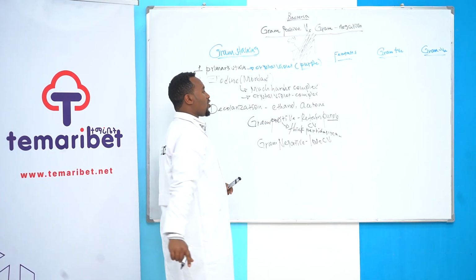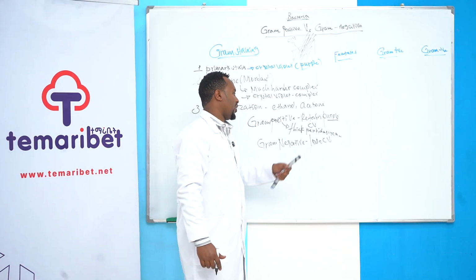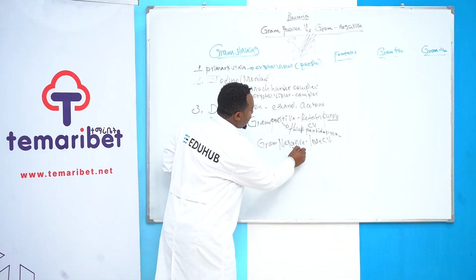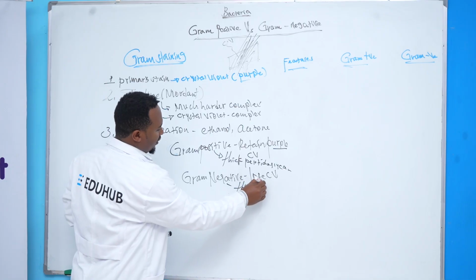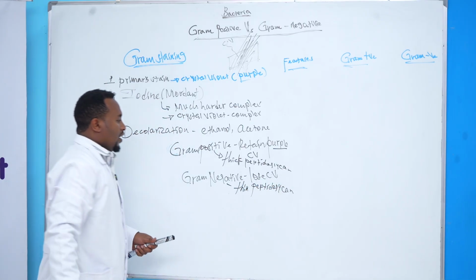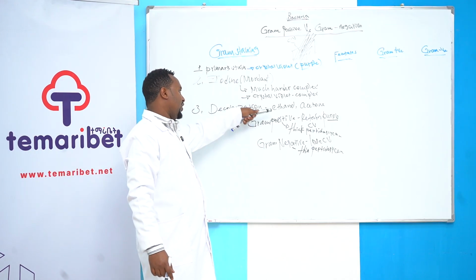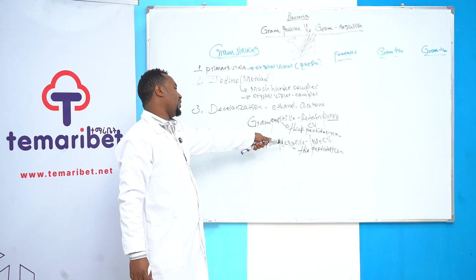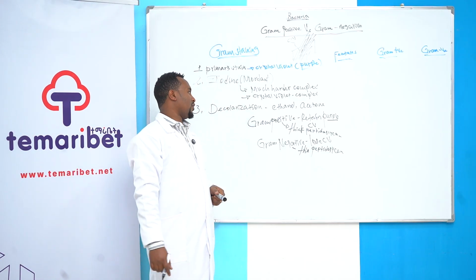The other is gram-negative bacteria, which lose crystal violet. Why? Because gram-negative bacteria have a thin peptidoglycan. Actually, they have the outer membrane, and the outer membrane is dissolved by the ethanol. And they have thin peptidoglycan, so they cannot trap the insoluble complexes.